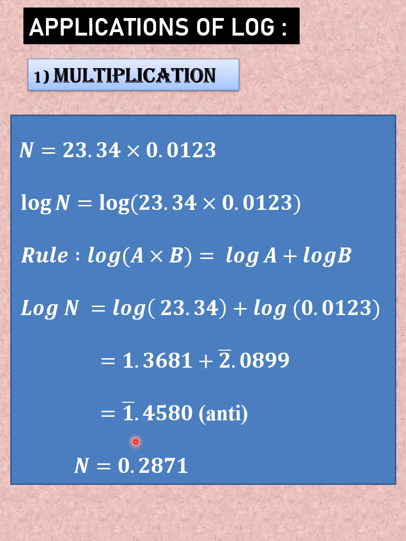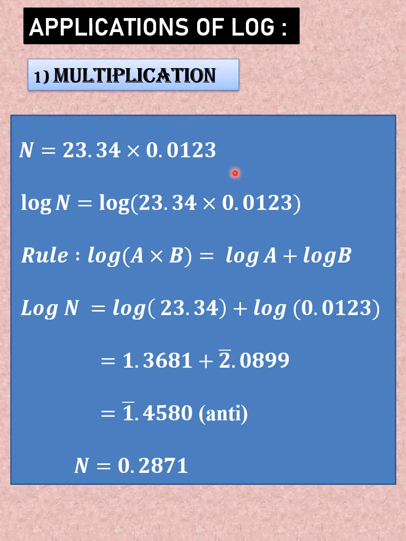So how to put the decimal point? Bar 1, add 1 to the 8. Bar 1 means minus 1 plus 1, which is 0, so place the decimal point at the 0th place. In this manner you can perform any mathematical manipulations like multiplication.